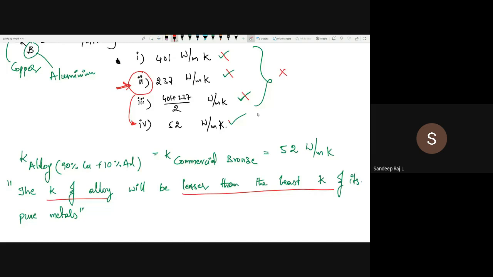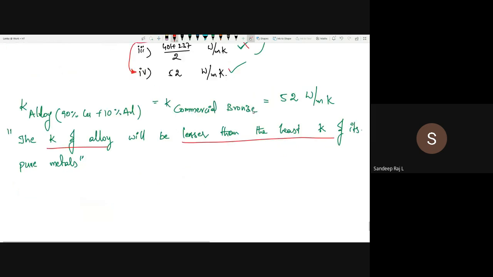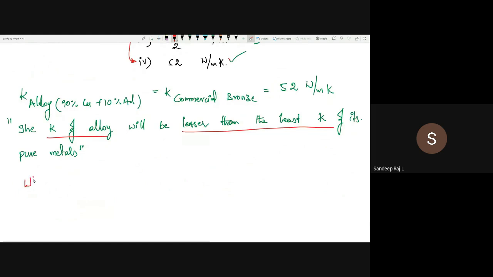Yeah. So why it is lesser than the least, we have to see. Okay. Why does it happen? Why is it always lesser than the least thermal conductivity of its pure metals? It is lesser than the least of its pure metals because of the change in its lattice structure. See, if you have a pure metal, the lattice structure is so robust.